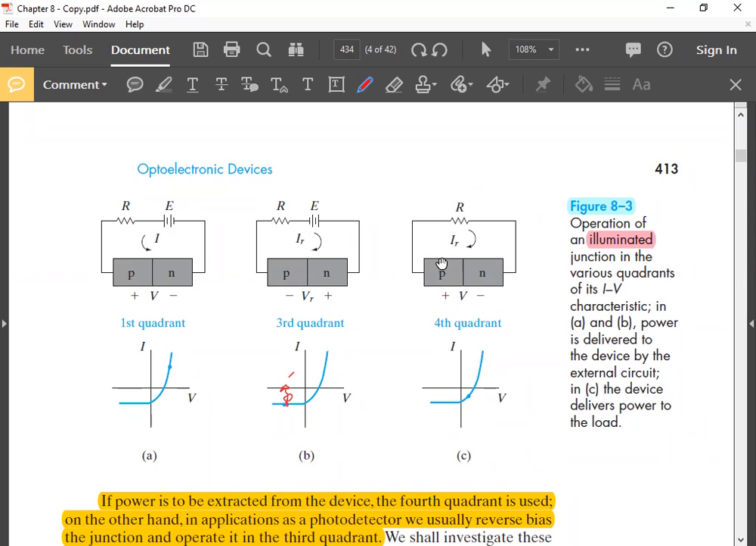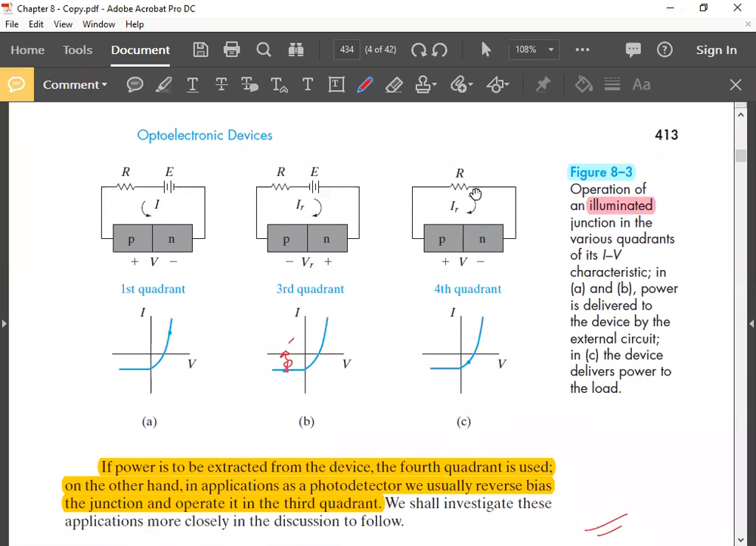Yes, from P to N through the wire, exactly. Inside the PN junction, like a battery, it will go from N to P, because this is optically generated current. So here you can see current is entering the negative terminal. Current is negative, voltage is positive. So which quadrant operation? It's the fourth quadrant.